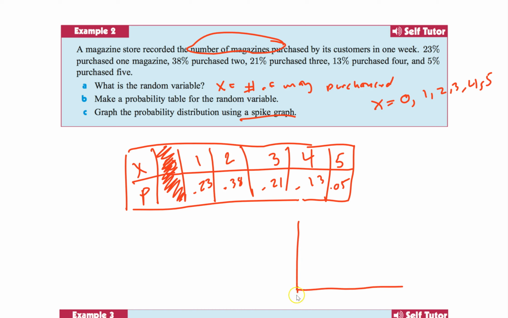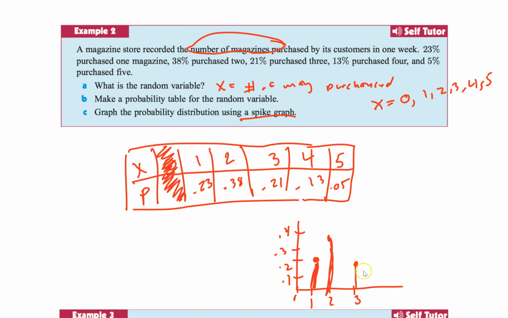Here's 0. We'll go up to 0.4. So let's go 0.4, 0.3, 0.2, 0.1. And then at 1, I have 0.23, so look around there-ish. Draw a little spike. That's a spike. At 2, 0.38, so up here. Boom. At 3, 0.21, so like around there.